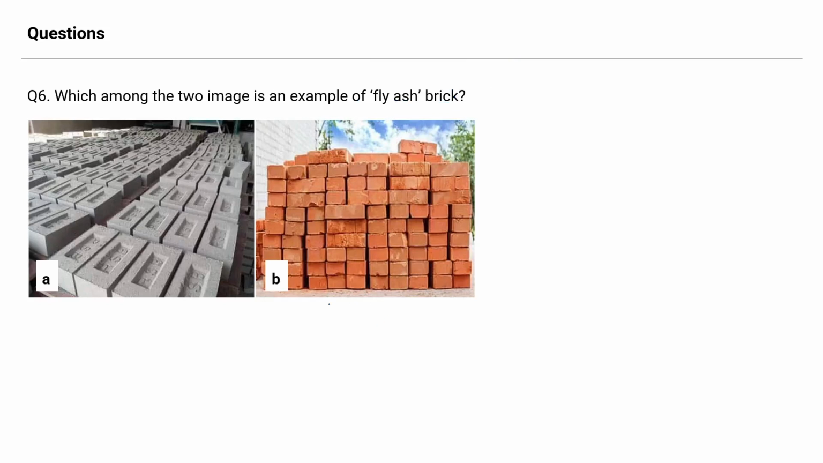Okay. So next question, it's an imagery based question. So we have got two images, and of the two images, you have to select one as the correct answer. Which among the two images is an example of fly ash brick? So you have Option A, sir. Okay, one person said option A. Which among the two is an example of fly ash brick? Fly ash brick.